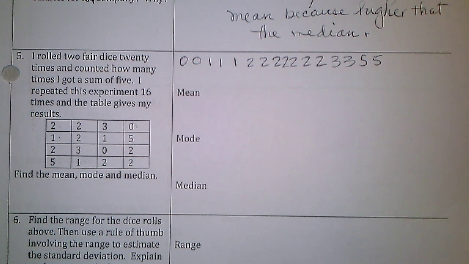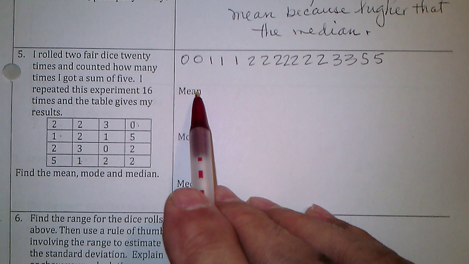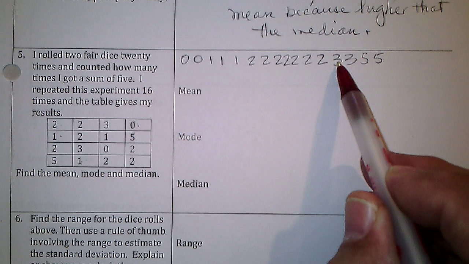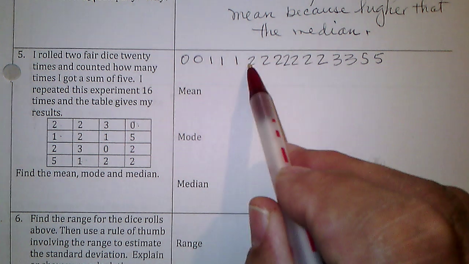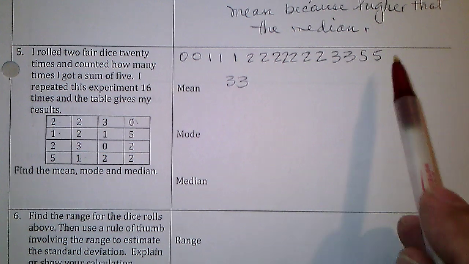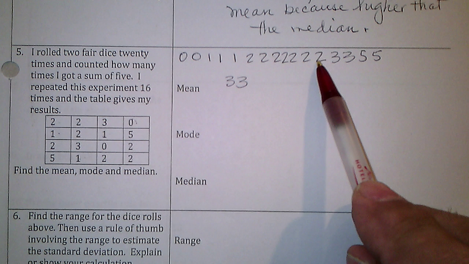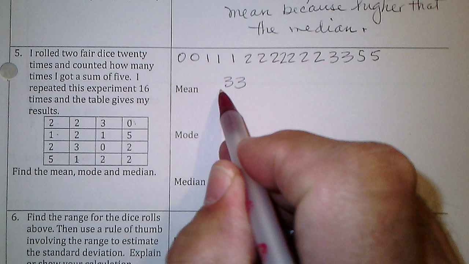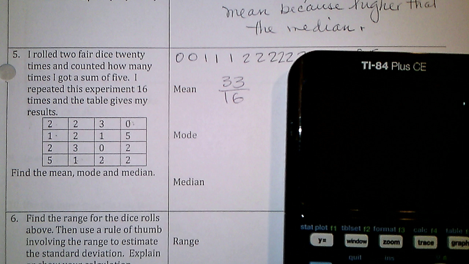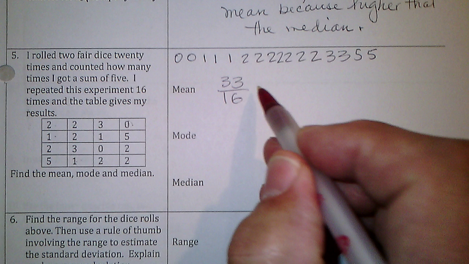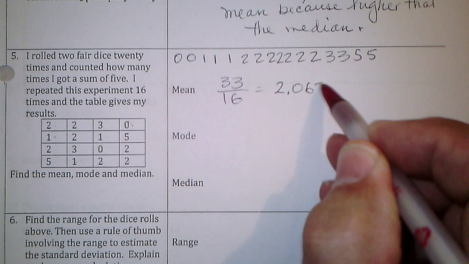So what's the average mean? So I need to add them all up and divide by 16. So 10, 6, 16, 20, 33, I believe. Let's see, 10, 13, 16, 18, 22, 24, 26, 28, 30, 1, 2, 3. 33 divided by 16 is 2.0625.